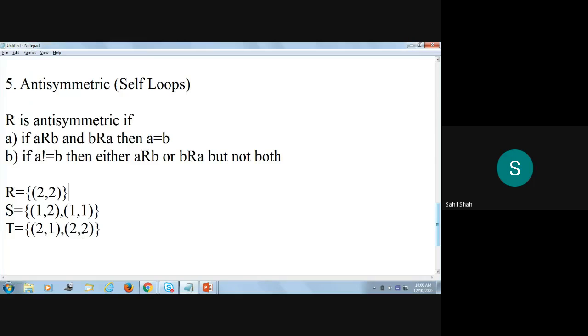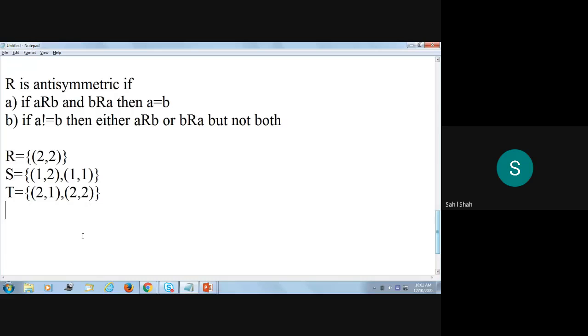How about this? Yes, it is again anti-symmetric. If you are getting this pair there, you should compare that with it. It is again having 2 comma 1, 2 comma 2, but 1 comma 2 is not present, hence I can say it is anti-symmetric as well.